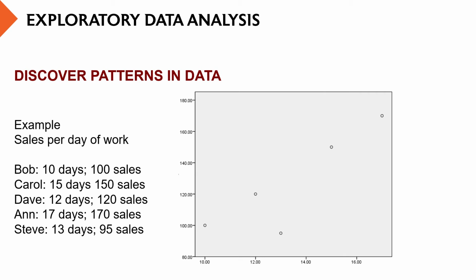For example, if we have sales per day of work per salesman as follows, for example, Bob, 10 days of work, 100 sales. Carol, 15 days of work, 150 sales. Dave, 12 days of work, 120 sales. Anne, 17 days of work, 170 sales. Steve, 13 days of work, 95 sales. Steve is clearly an outlier. Most EDA, check, this is Steve, he is an outlier. So we were able to identify him.